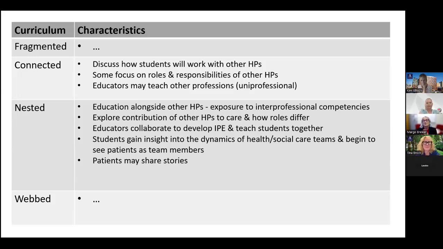So the next step on the journey would be to have a connected interprofessional education curriculum. So that's where you're providing opportunities for students to discuss how they would work with other health professionals. There's some focus on the roles and responsibilities, so they've got opportunities to learn about the scope of practice of some other health professions. And the educators, often at this point in the curriculum, are teaching into other professions, but it tends to be in a uni-professional way. So, for example, I go in and talk to the medical students at my university about interprofessional collaboration, but I'm doing that in a very uni-professional way.